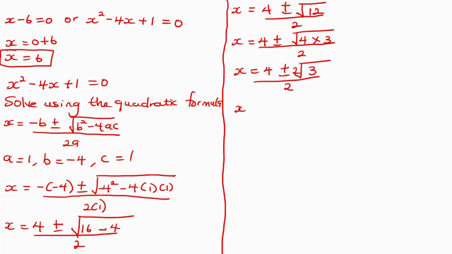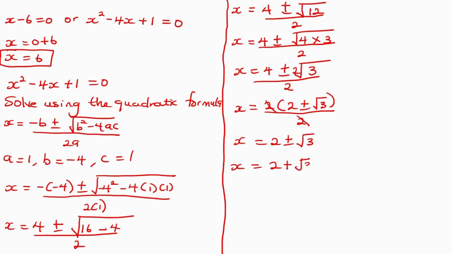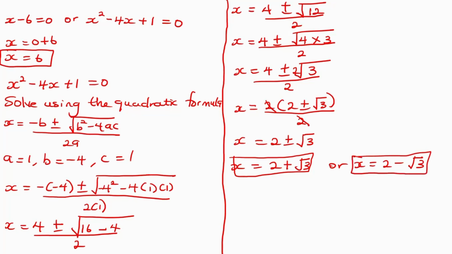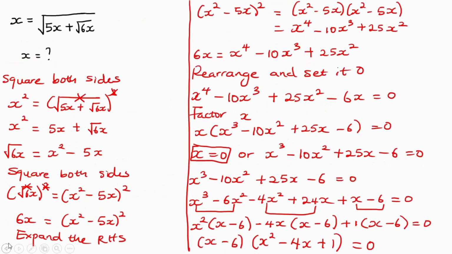Factorizing the numerator, 2 is common. So we have 2 times 2 plus or minus the root of 3, over 2. This cancels out, and x is equal to 2 plus or minus the root of 3. So x is equal to 2 plus root 3, or x is equal to 2 minus the root of 3. This is the third value for x, and this is the fourth value for x. We want to verify which of these values for x is a valid solution to this question.